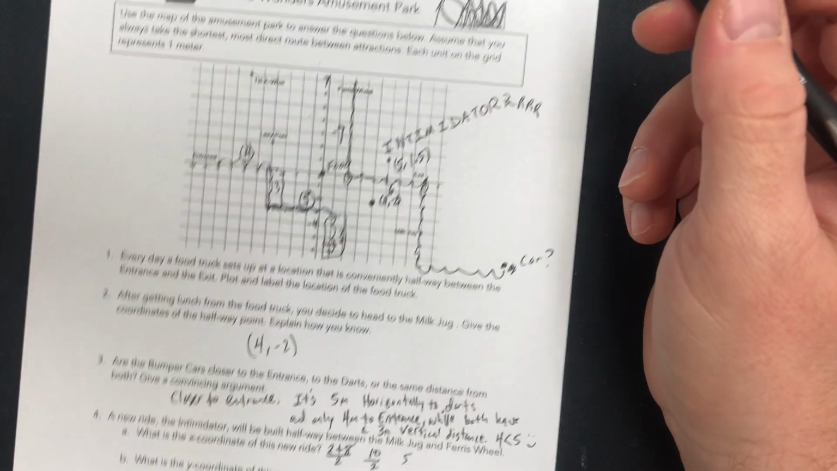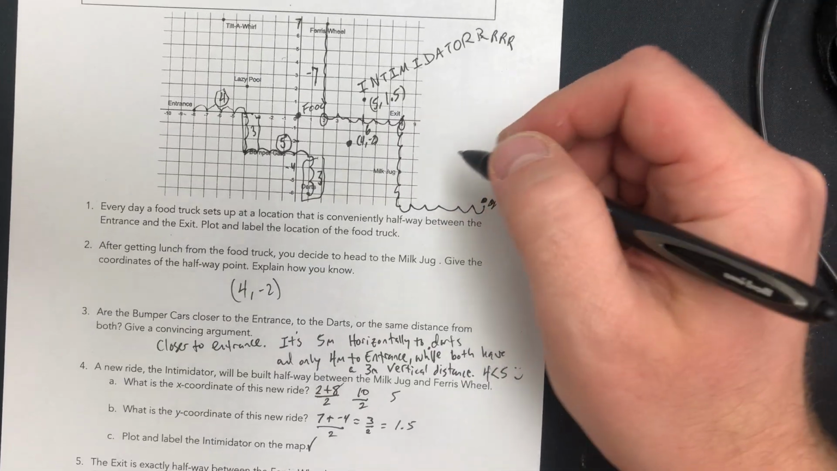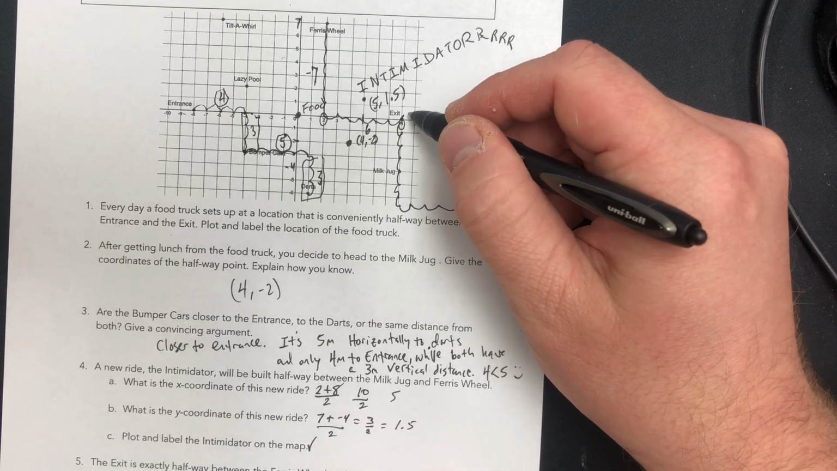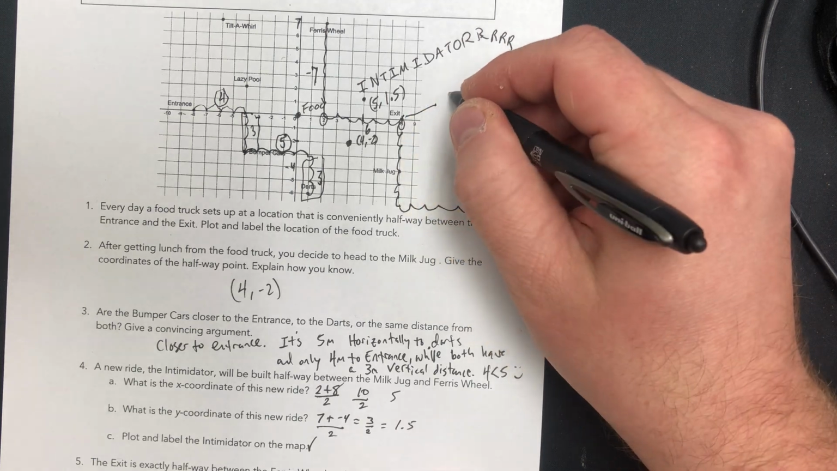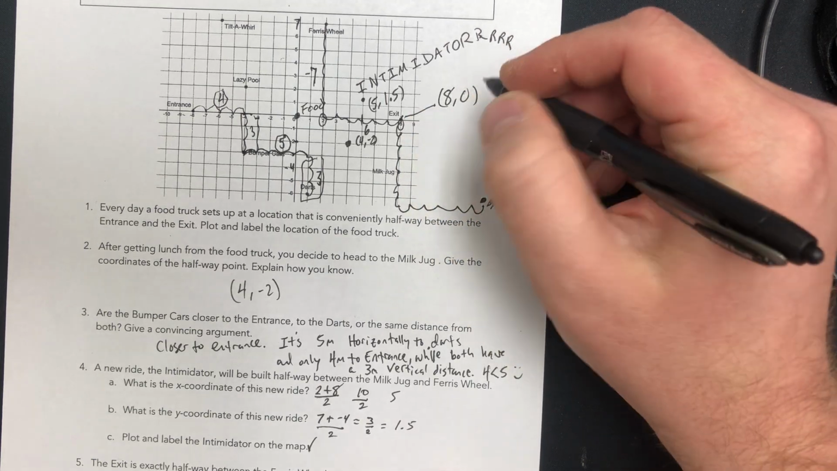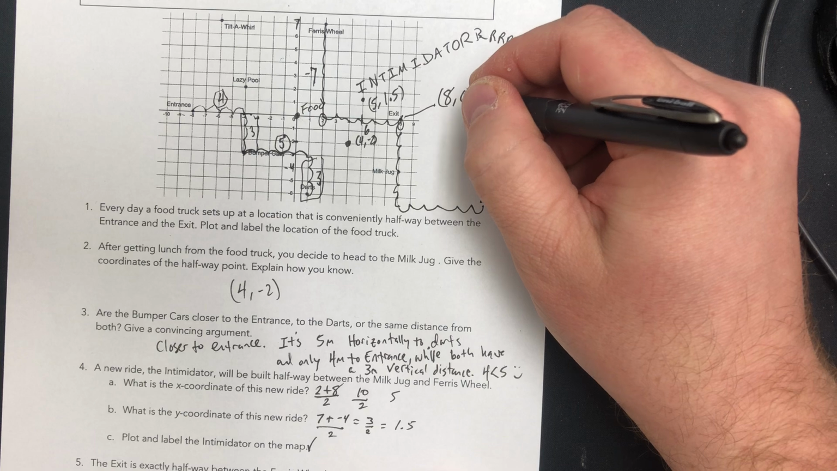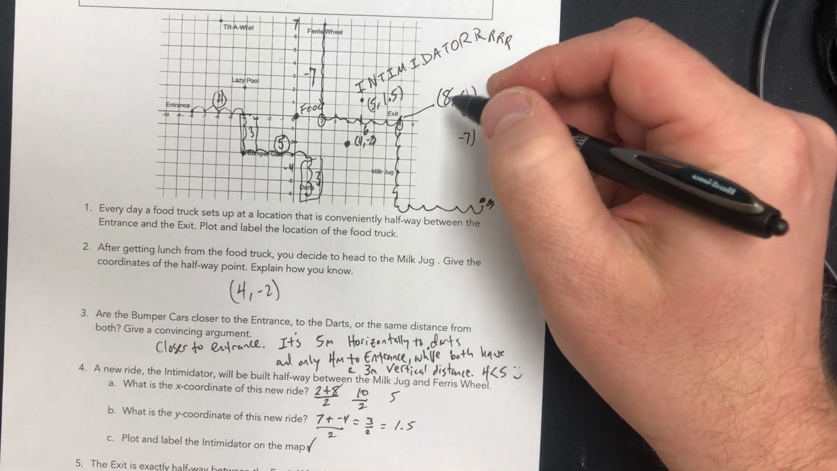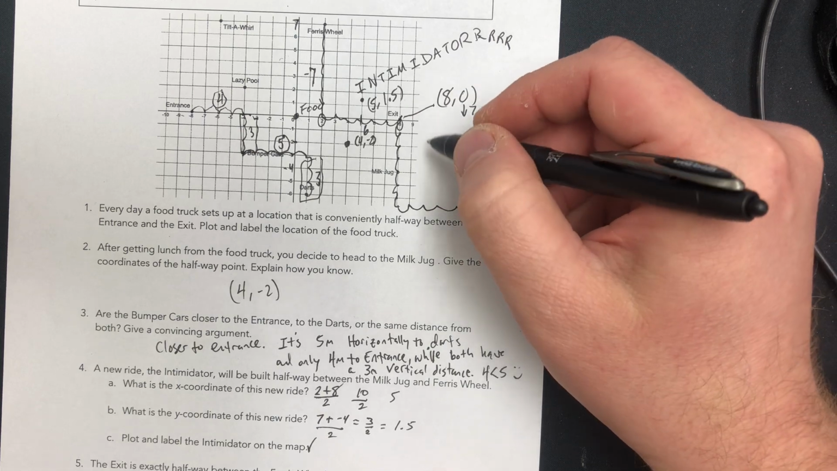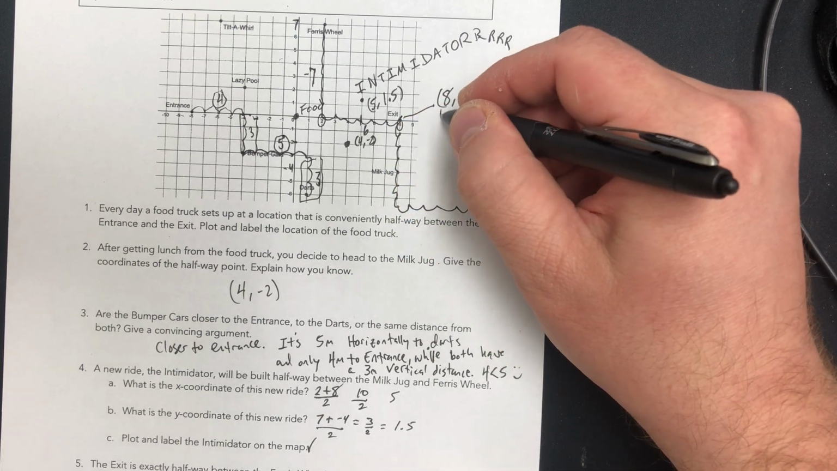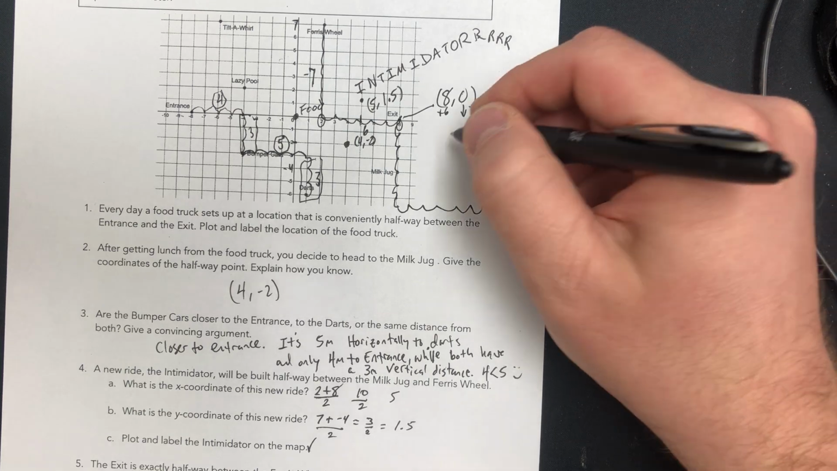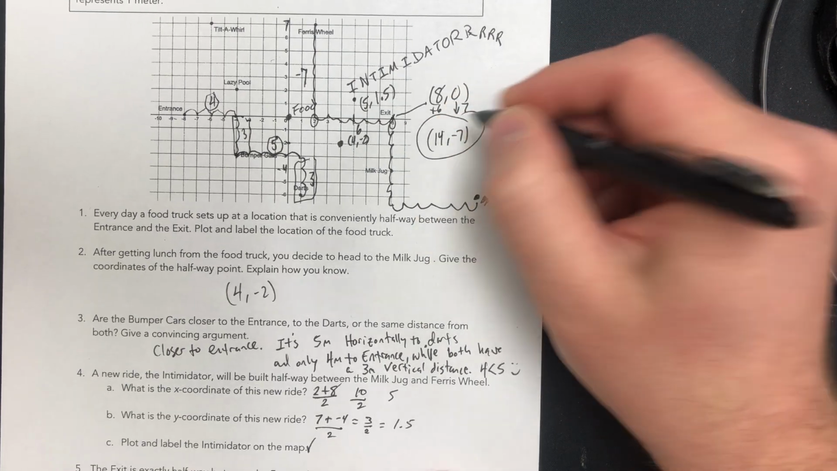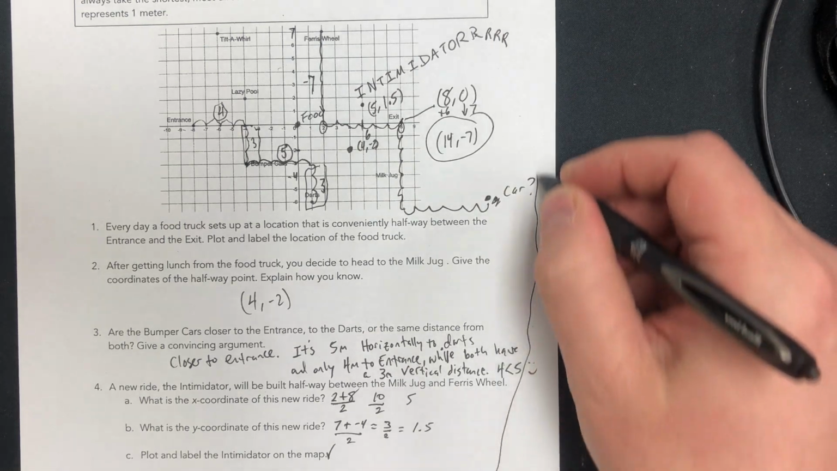Wait, but I need the coordinate of it. So exit is here. This coordinate is 8, 0. So I'm going down 7. That's that. So this will be -7. And then I'm going right 6. So I'll add 6 to my x coordinate and get 14. So 14, -7 is what I get for where I've parked.